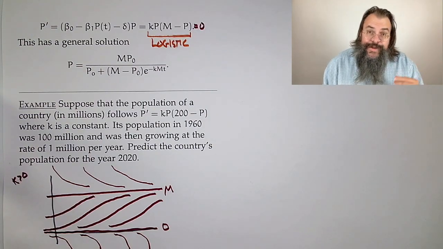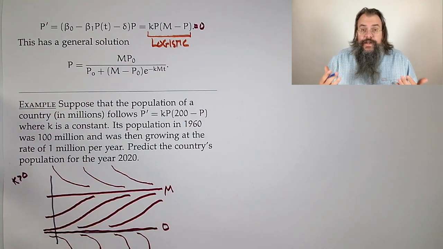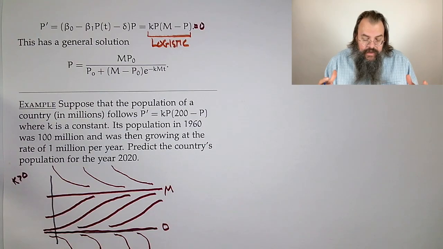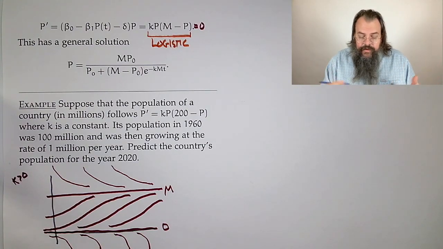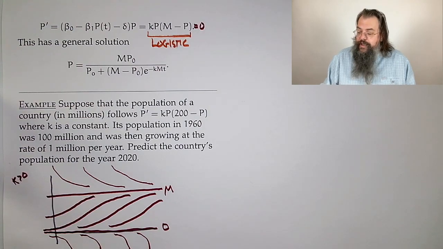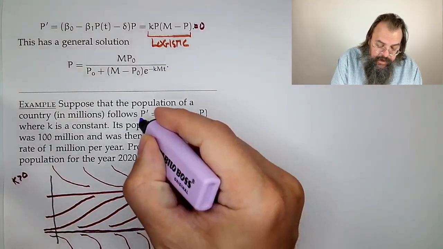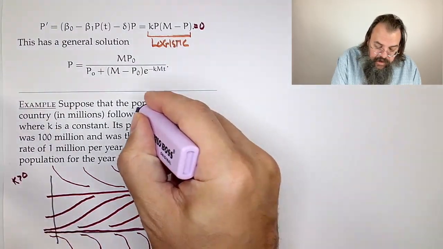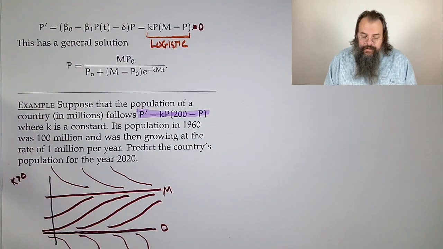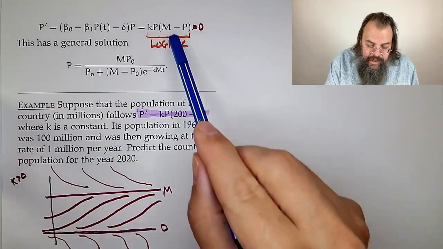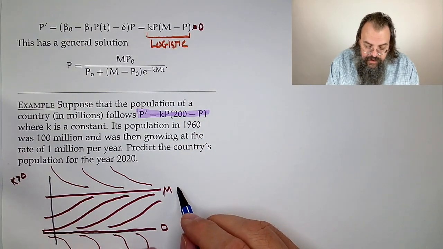Now, let's do an example that uses the logistic model. Suppose that the population of a country, which we measure in millions, follows p prime equals some constant k times p times 200 minus p, where k is a constant. All right, so we can see automatically that we have our nice differential equation. Aha, this is the logistic model. But we also see something else. We can see what m is. It's 200. So in our case, m is 200.